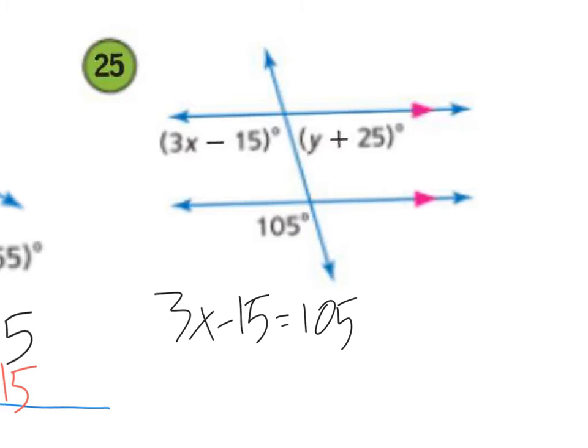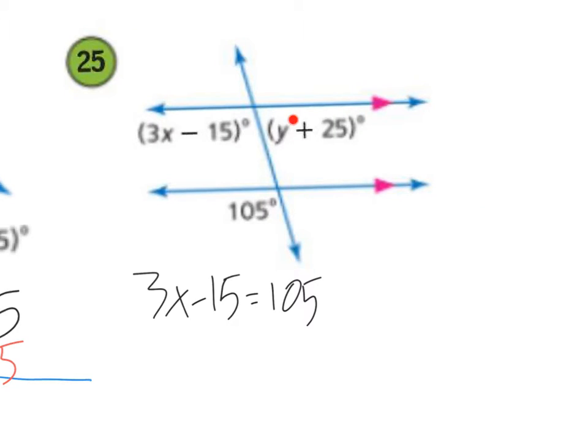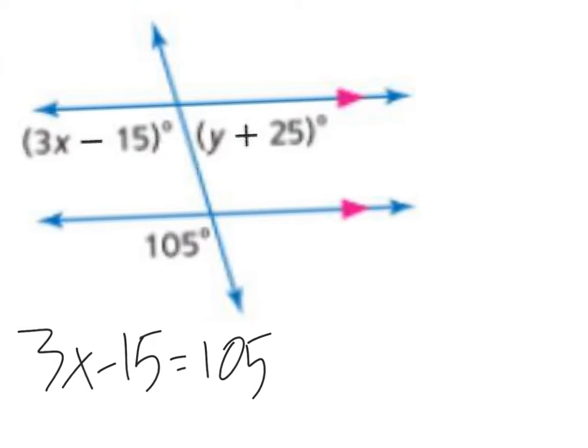And then you might be asking yourself, what do we set y equal to? Well, if y plus 25 is a linear pair with 3x minus 15, then its corresponding angle is going to be congruent. So this one right here, that's going to be a linear pair with 105. So 180 minus 105 is going to give me 75 degrees. So that's what this angle is going to be right here.